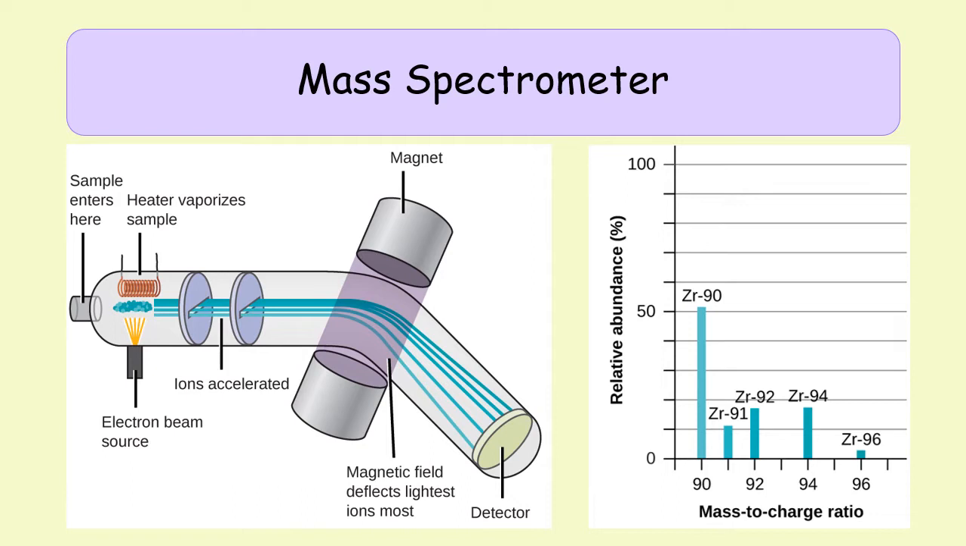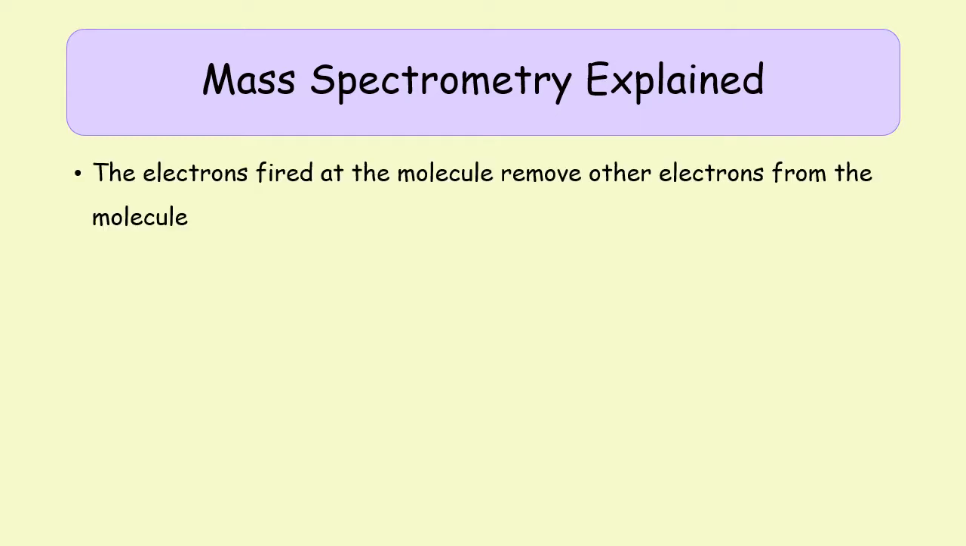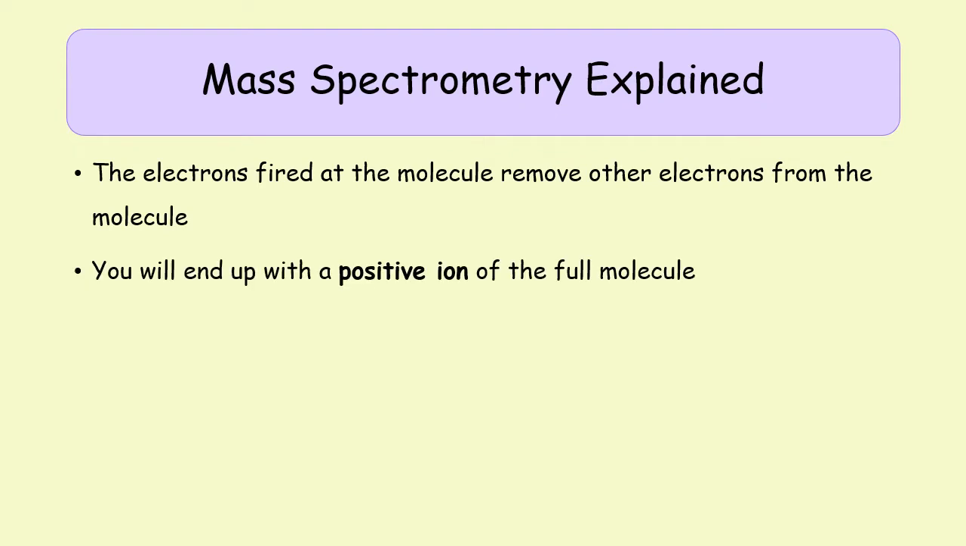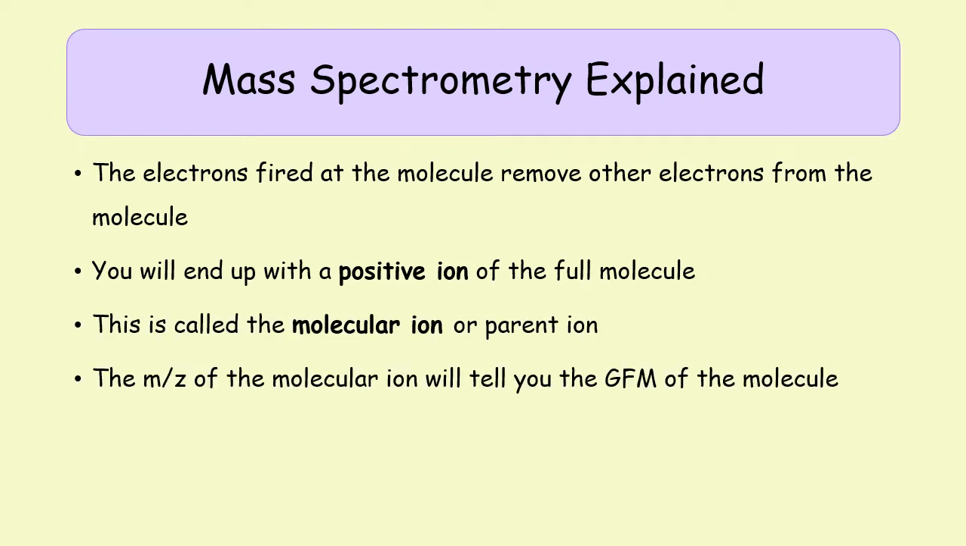The result that you get is a graph of these different mass to charge ratios and the relative abundance. So the more of that particular mass over charge, the higher the bar will appear. Now, how do we explain this? The electrons remove outer electrons from the molecule, creating positive ions. In many cases, all this will do is generate a positive ion of your full, complete molecule. That should be your heaviest m/z: the full molecule as a positive ion. We call this the molecular ion or the parent ion.